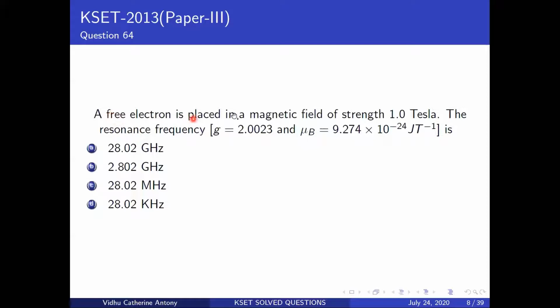A free electron is placed in a magnetic field of strength 1 Tesla. The resonance frequency is given as what? They've given you this g factor, and they've given you the Bohr magneton. Okay, so now let's move to this.